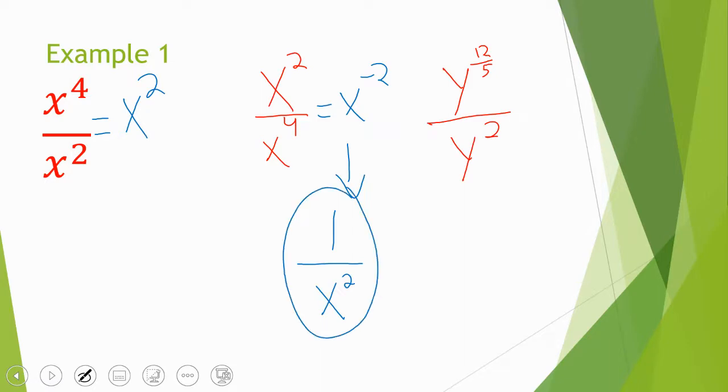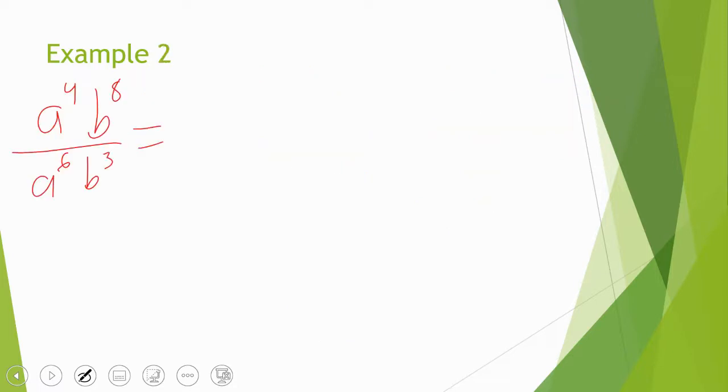And then here, again, if you have weird math, you still would subtract. And we can do this in our head, by the way. 12 fifths, and then 2 would be like 10 fifths. So if you want to think of that as 12 fifths minus 10 fifths, you'll get 2 fifths. And so this is y to the 2/5 power. We'll just call that simplified. We're not going to do anything else to that. That's the basic 101 of that.